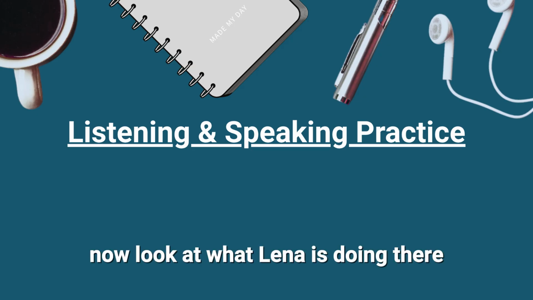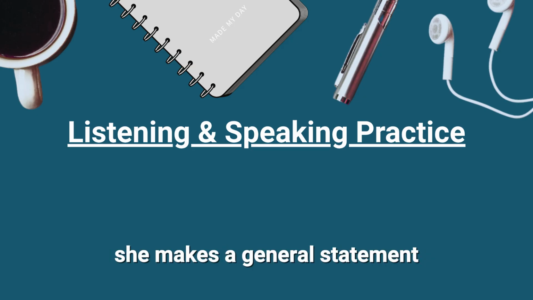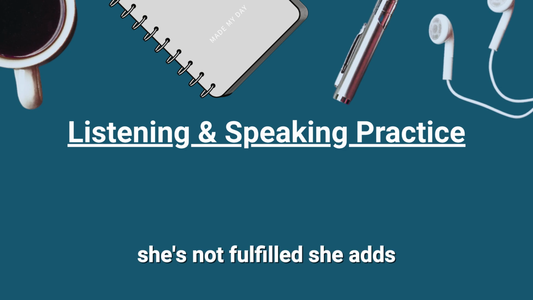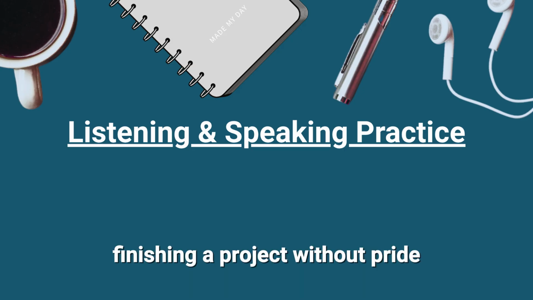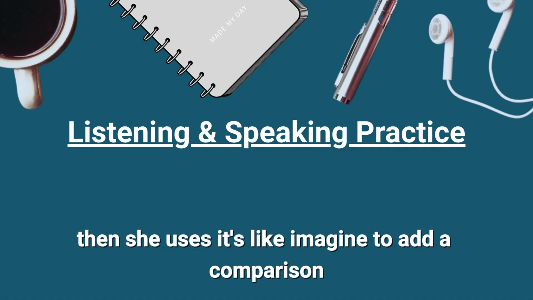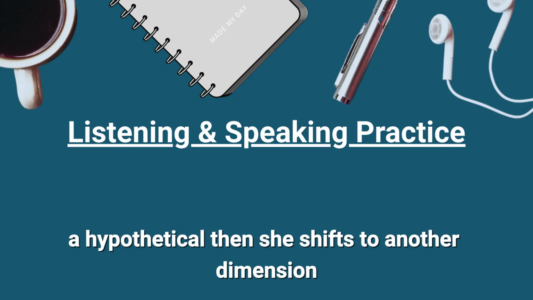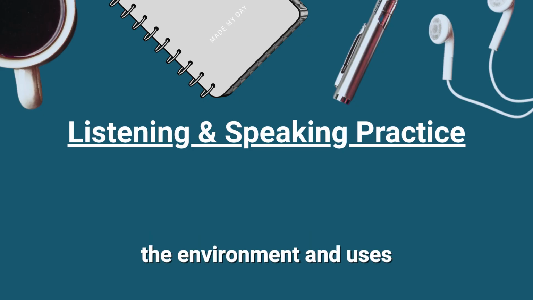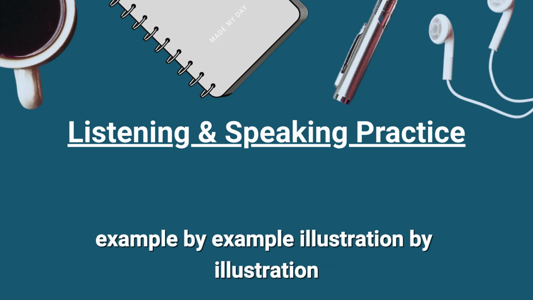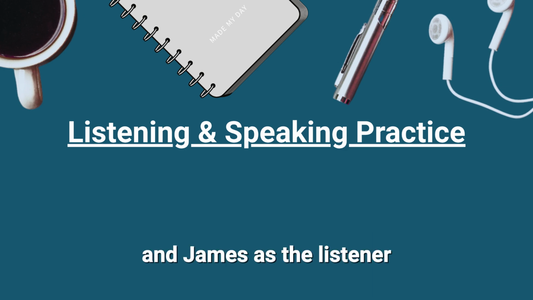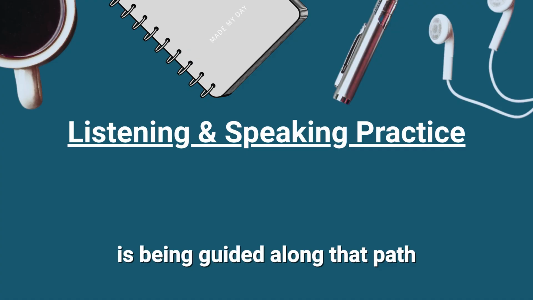Now look at what Lena is doing there. She makes a general statement. She's not fulfilled. She adds, like, for example, to bring in a specific feeling. Finishing a project without pride. Then she uses, it's like, imagine, to add a comparison, a hypothetical. Then she shifts to another dimension, the environment, and uses, for instance again, to support that. She's building a picture, piece by piece, example by example, illustration by illustration. And James, as the listener, is being guided along that path.